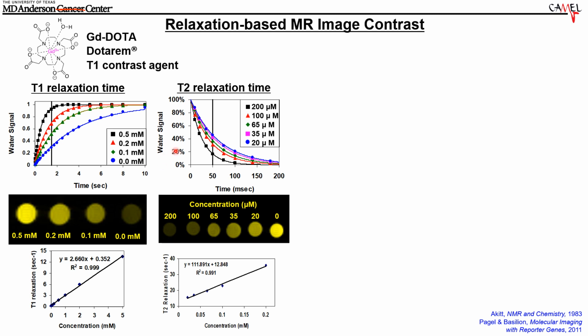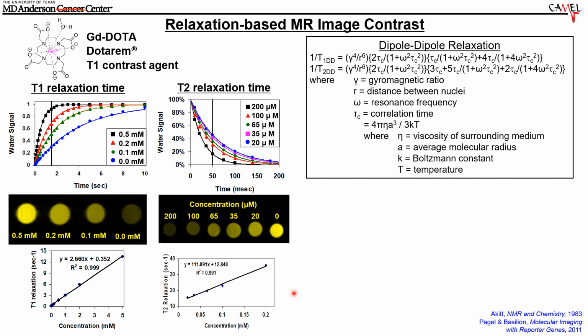You can also do this with the T2 relaxation time, where the magnetization is relaxed away from the XY plane faster than normal when there is contrast agent, and you can get T2 as well. The rate of relaxation is linearly dependent on the concentration of the agent. So that's great. Now we can inject contrast agents and make different tissues of different brightness.